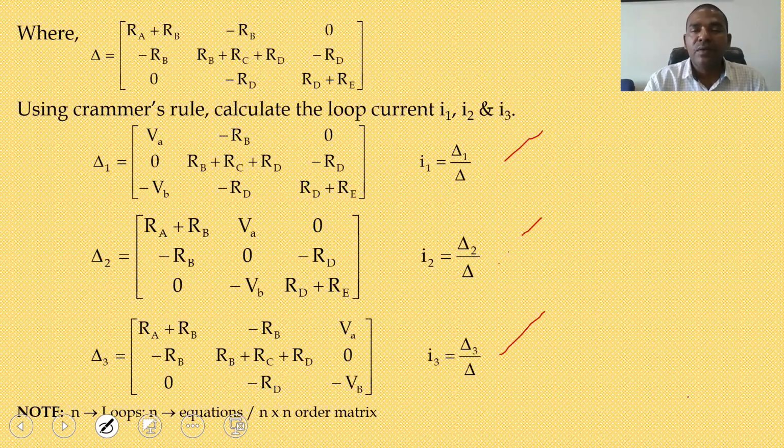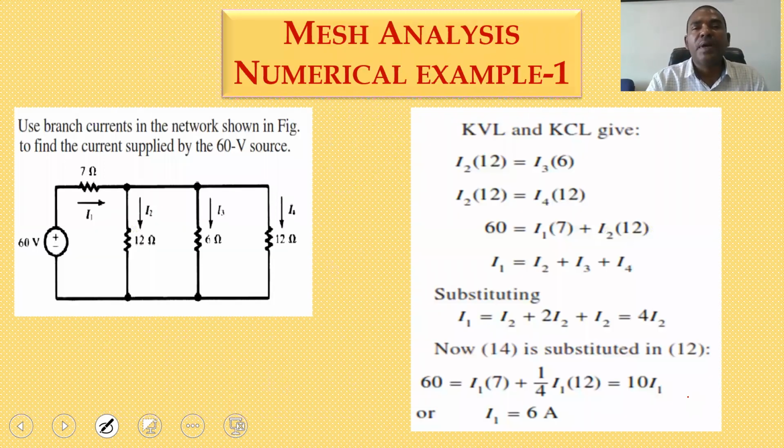Next, coming to the example of mesh analysis. Here the circuit is given. For this circuit you have to calculate the supplied current. Here a 60 volts voltage source is connected. That current you have to calculate. They have given the nomenclature. I1 is the current you have to find.